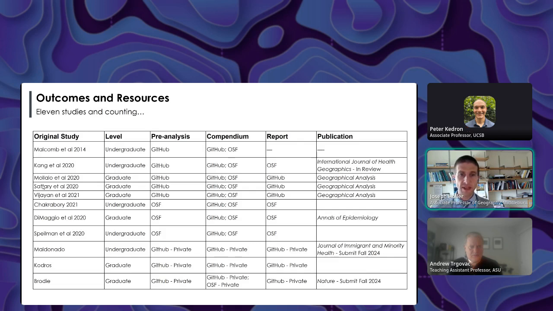And so we've done this with 11 studies and counting. We've learned how to do this a little bit better over time. So the ones we started earlier are a little bit less complete or up to higher standards of open science practice than the ones that we started later on. But as you can see, we've done it at a variety of different levels, undergraduate and graduate. We've made all of the work recorded on GitHub, and to varying degrees, we've also registered that work in terms of compendia, pre-registered reports, preprints, and post-analysis reports on Open Science Foundation, OSF.